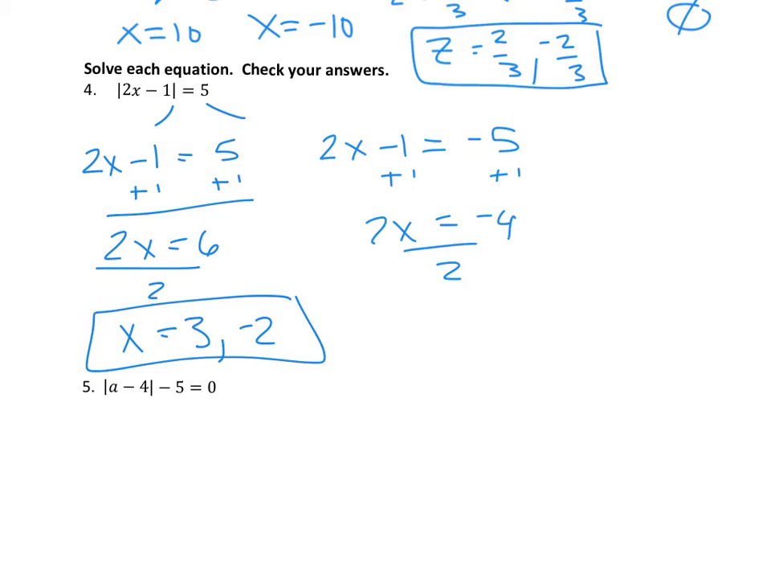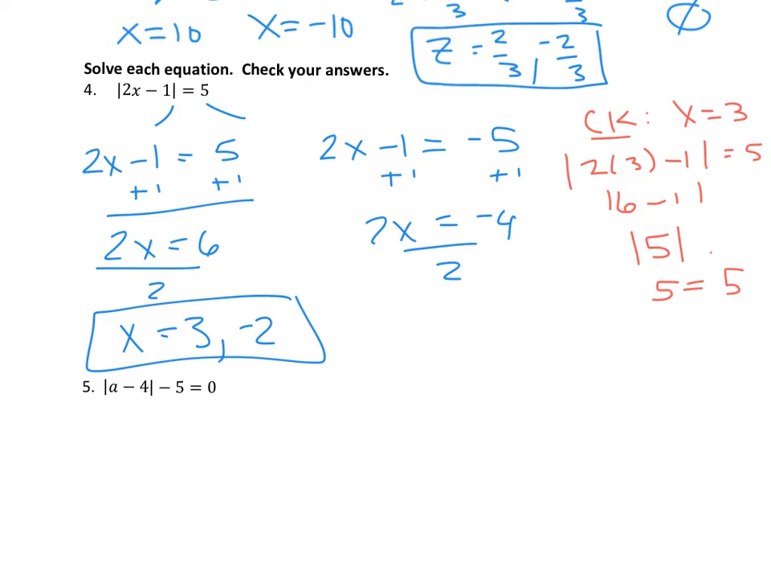So now I have to go over and check. When I go over and check, I'm going to substitute 3 in first. So I get the absolute value of 2 times 3 minus 1. Does that equal 5? Well, that would be 6 minus 1, which is 5. The absolute value of 5 is 5. So that does check.